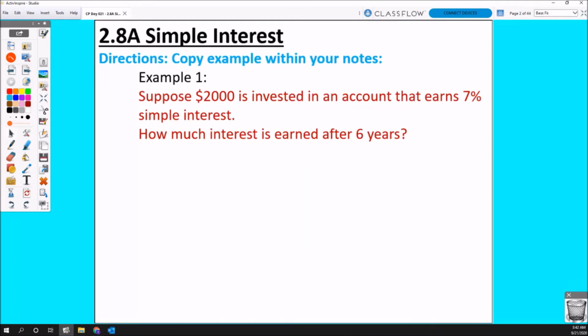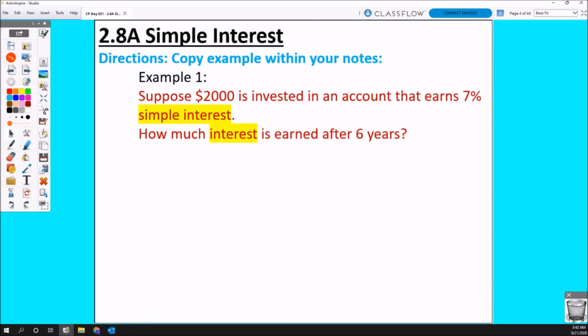So let's take a look at the first example. Suppose $2,000 is invested in an account that earns 7% simple interest. How much interest is earned after 6 years? Looking at the question carefully, if you were to annotate, we know that we're going to be working in simple interest, so you use the formula that was provided earlier. And the question is, how much interest is earned after 6 years? So we're looking for interest.